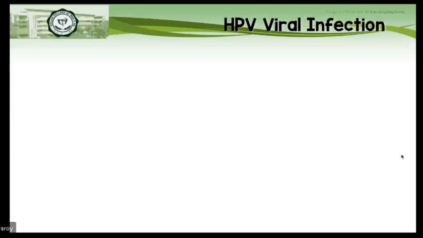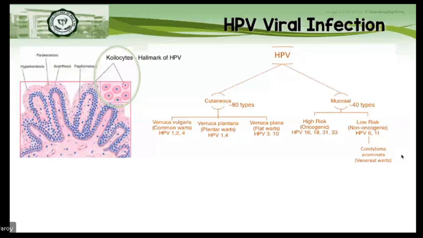80 of these types have cutaneous manifestations. The most common, HPV 1 to 4, are the causative types for your Verruca vulgaris, Verruca plantaris, and Verruca plana. Histologically, they are characterized by non-specific findings of hyperkeratosis, papillomatosis, acanthosis, and the hallmark koilocytes.